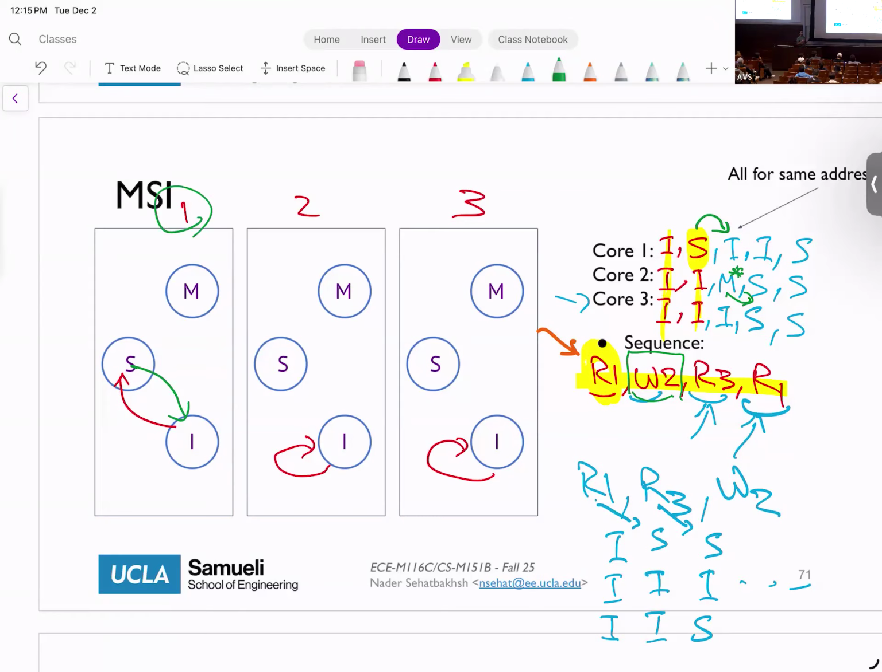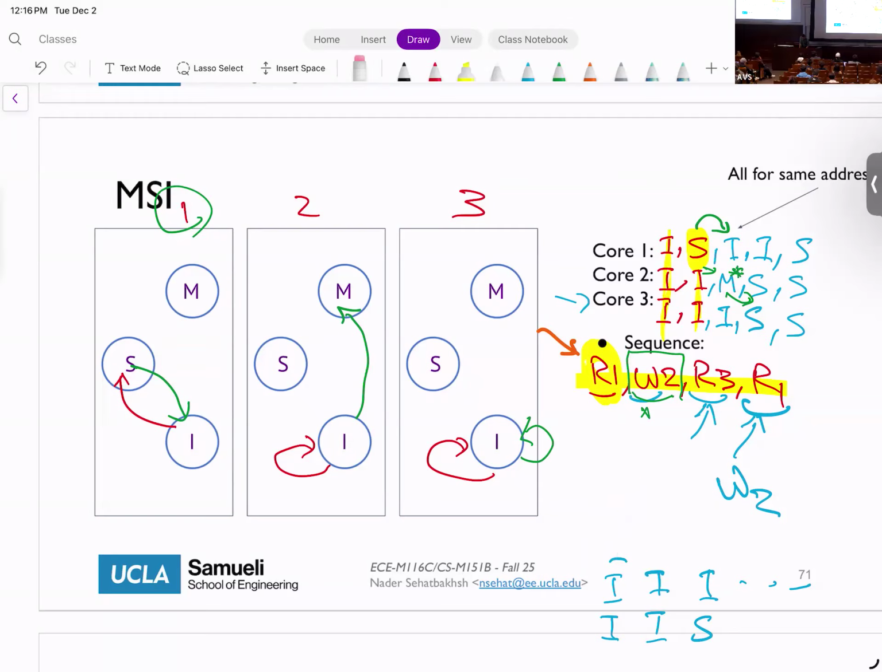So you see that it transitions back to the invalid state for core number 1. At the same time, core number 2 is trying to update this value, right? So it will transition from the I state to the M state. So you will see that this I to M transition also happens. And core number 3, again, has nothing to do with any of this, so it continues staying in the I state, okay? So that is what will happen for this cycle.